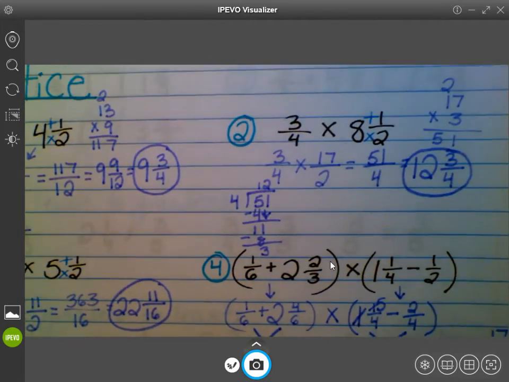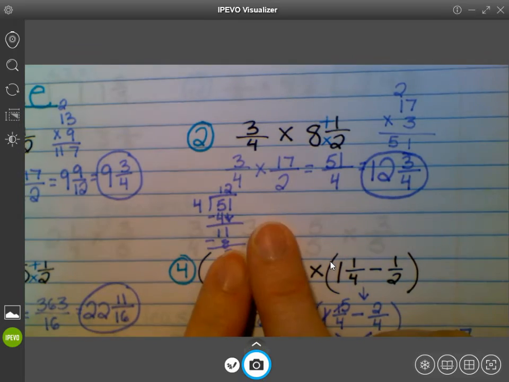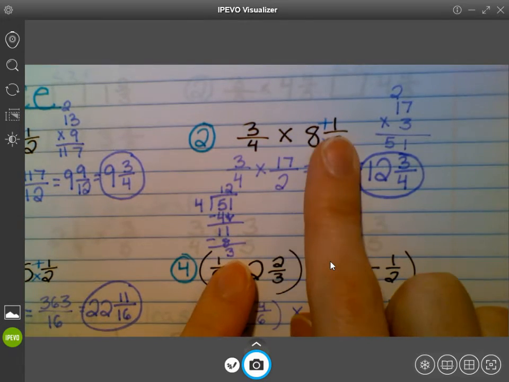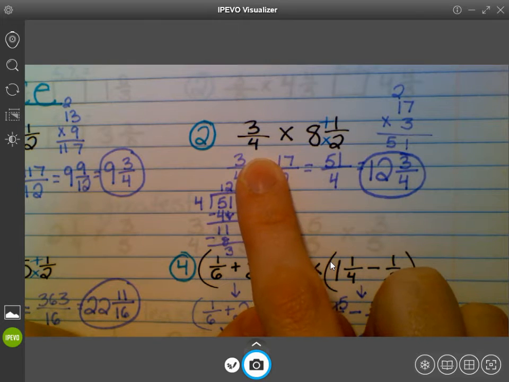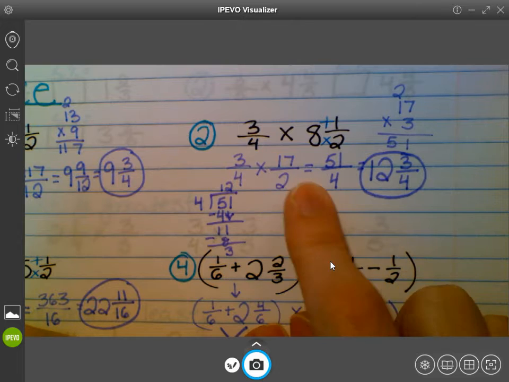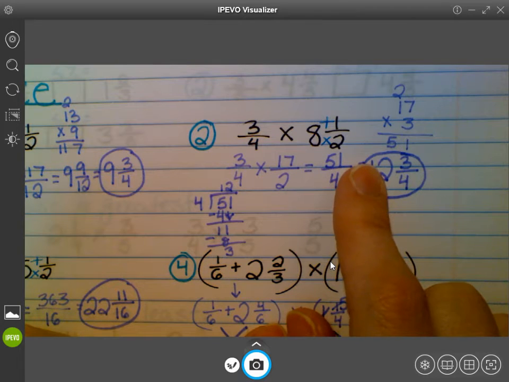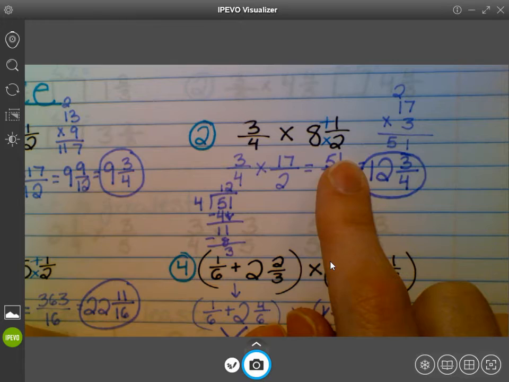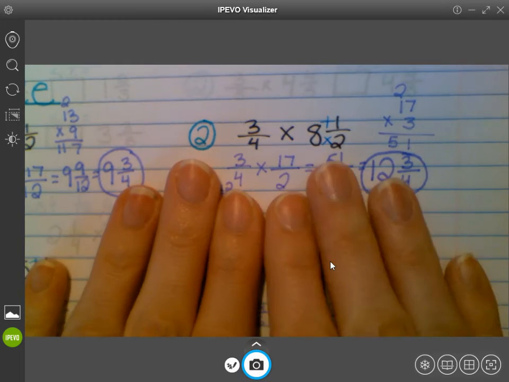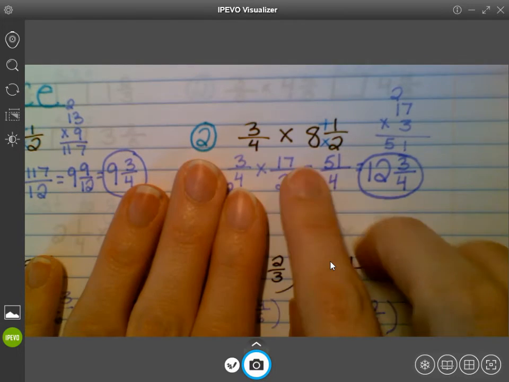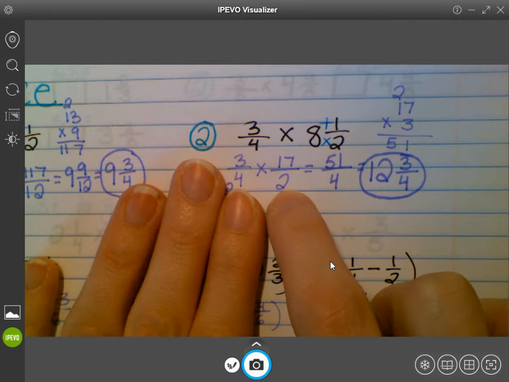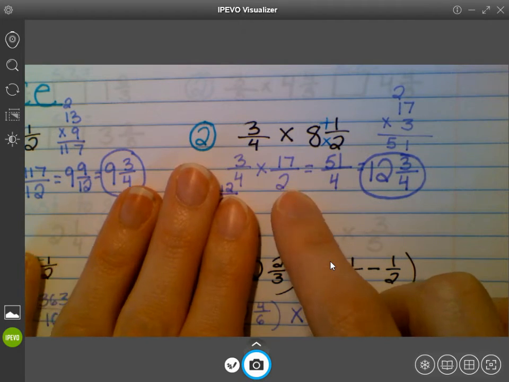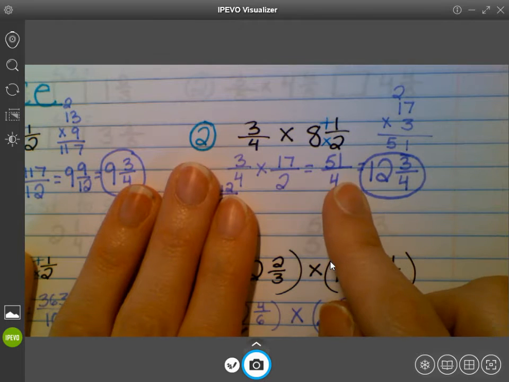All right, so the number 2, 3/4 times 8.5. Well, since I had 3/4 already, I did not need to convert that into an improper fraction. I only had one mixed number, so I had to convert that into an improper fraction. And so you can see that here. I kept the 3/4, and then I took 8 times 2 plus 1, which gets me 17, and I put it over 2. So 3/4 times 17/2, that gets me 51/4.